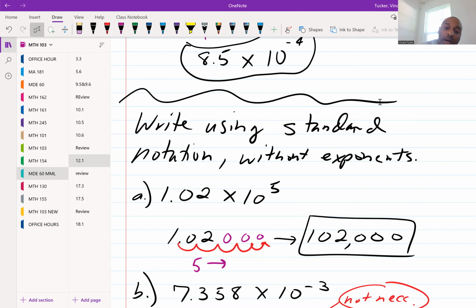So since it's a positive 5, we know we're looking at a large number. So we're going to take our decimal and move it that many spaces to the right. So we have 5 here. So we will move our decimal 5 places to the right, and then use zeros for any placeholders for the spots that we do not see or do not cover. So that's 0.02. So that's the first 2 spots of the 5, and then we have 3 zeros that we will use for placeholders. So that's 102,000 for that number in standard notation.